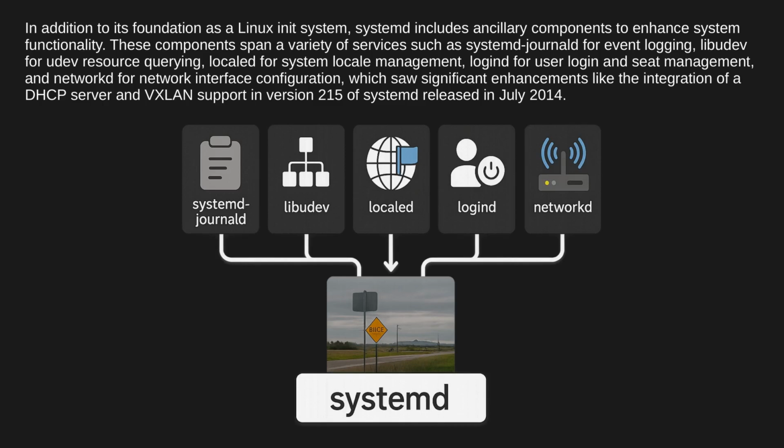These components span a variety of services such as systemd-journald for event logging, libudev for udev resource querying, localed for system locale management, logind for user login and seat management, and networkd for network interface configuration, which saw significant enhancements like the integration of a DHCP server and VXLAN support in version 215 of Systemd released in July 2014.